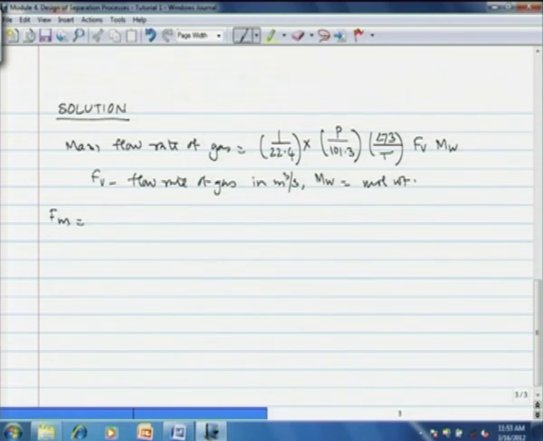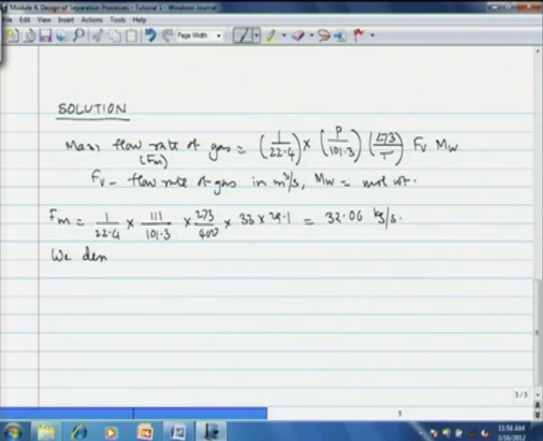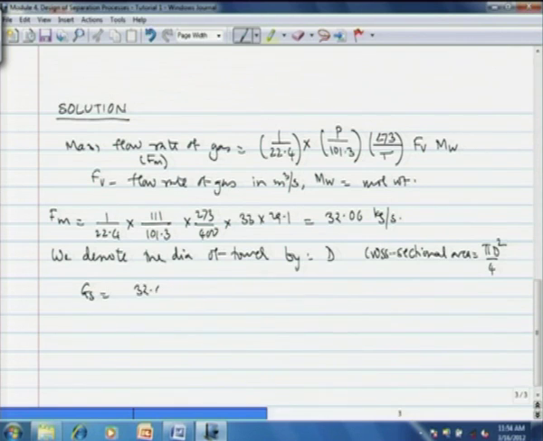The mass flow rate of the gas, that we denote by Fm. Fm is equal to 1 by 22.4 into 111 by 101.3 into 273 by 400 into 33 into 29.1, and this turns out to be 32.06 kgs per second. We denote the diameter of the tower by letter capital D. So, the cross sectional area is pi d square by 4, and then Gs becomes 32.06 divided by pi by 4 d square, or after simplification this becomes 40.744 by d square kg per meter square per second.